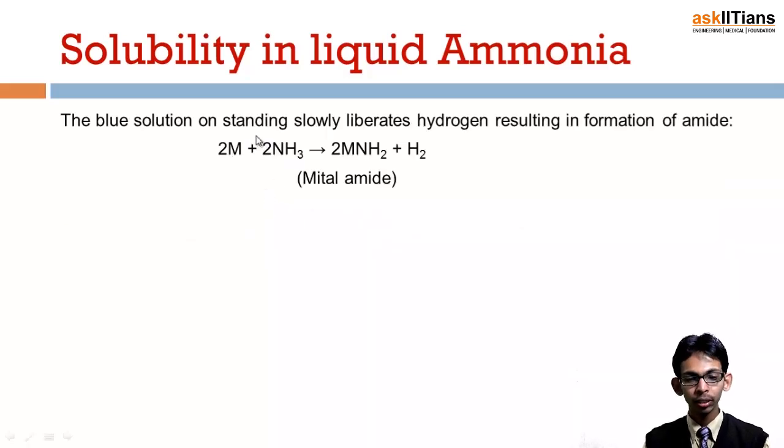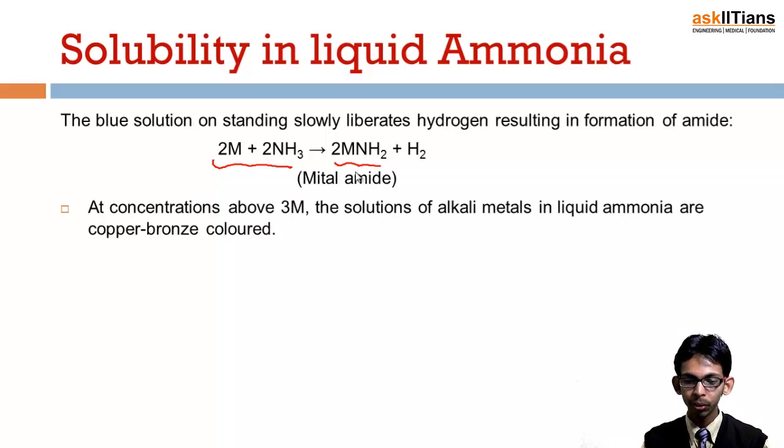The blue solution on standing slowly liberates hydrogen and results in the formation of amide. You can see this reaction. These metals are dissolved in ammonia, which results in the formation of ammoniated ions and ammoniated electrons, and slowly they liberate hydrogen to form metal amides.